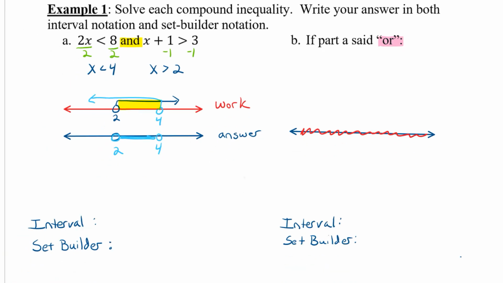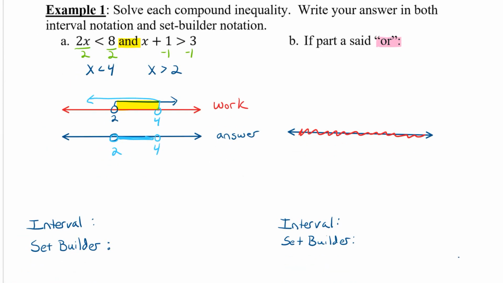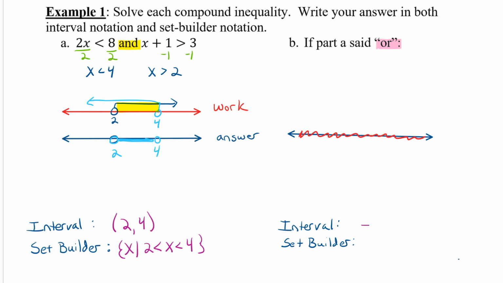All right, so let's see how those two answers are going to look with interval notation and set builder. First, we'll do our and solution, and in interval notation, that's going to go from 2 to 4, but not including 2 and 4. If we write set builder, we're going to say x such that x is greater than 2 and less than 4. So remember, you always want to go from small to large when you're using set builder and the inequality. In the interval notation, because it's all real numbers, I'm going from negative infinity to positive infinity. And in set builder, we would just say x such that x is a member of the reals.